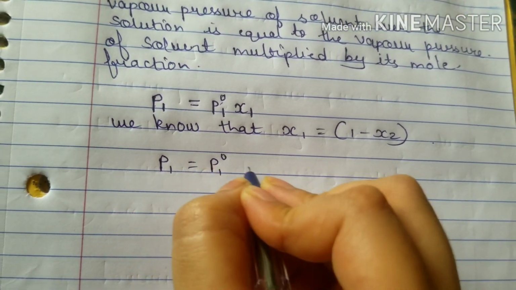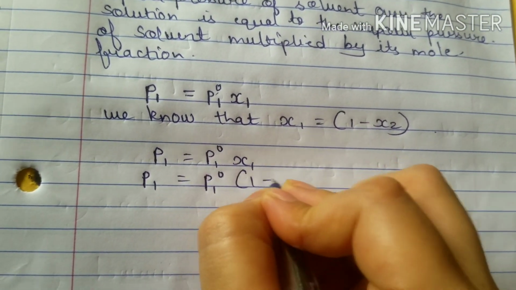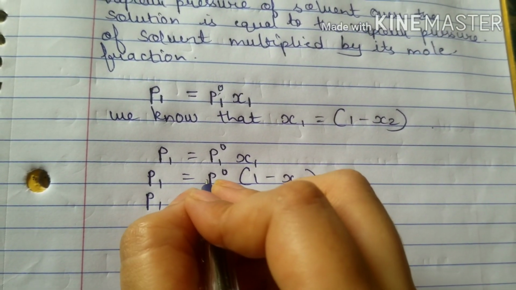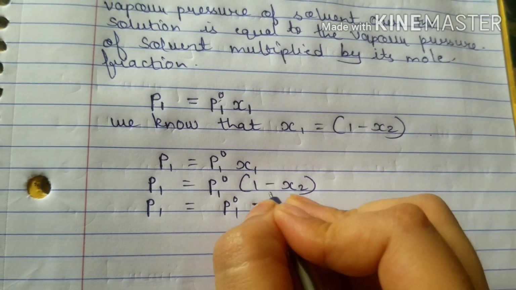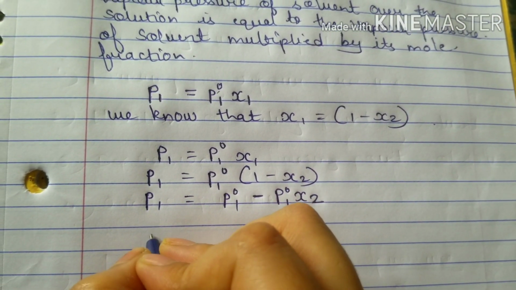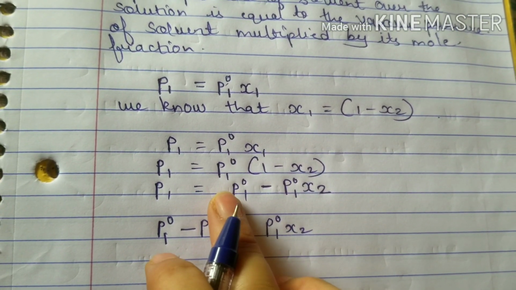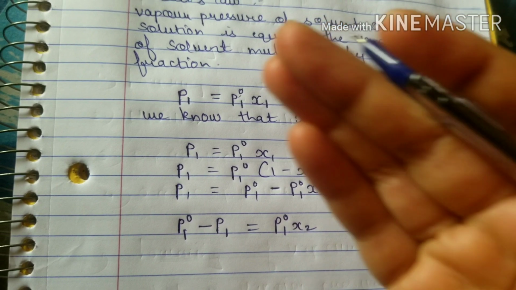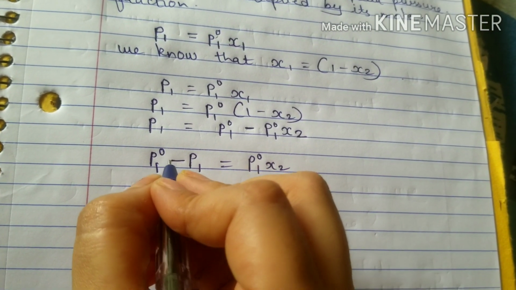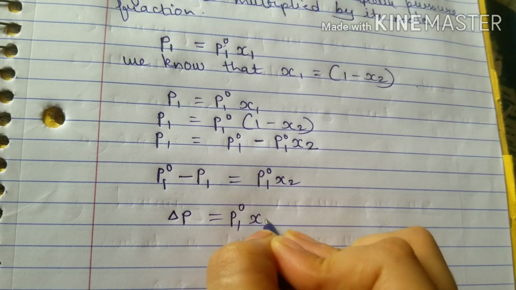So I'm just writing that equation again. P1 is equal to P0 1. Now in place of x1 substitute 1 minus x2. P0 1 into 1 is going to give me P0 1 only, and P0 1 into x2 is going to give me, with a minus sign, P0 1 x2. Now P0 1 minus P1 is equal to P0 1 x2. Just 2 to 3 minutes back we studied the lowering of vapor pressure. So P0 1 minus P1 is nothing but your delta P, which is equal to P0 1 x2.